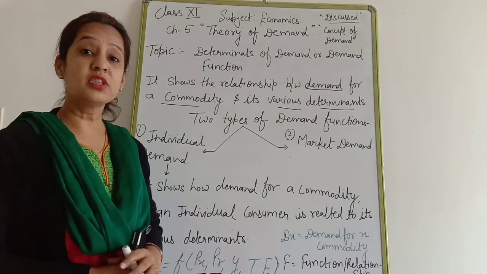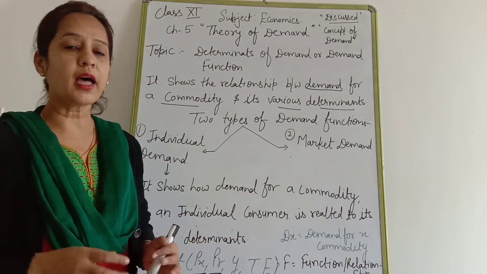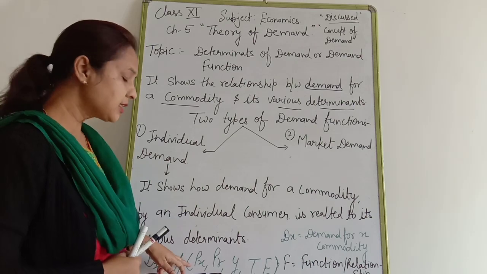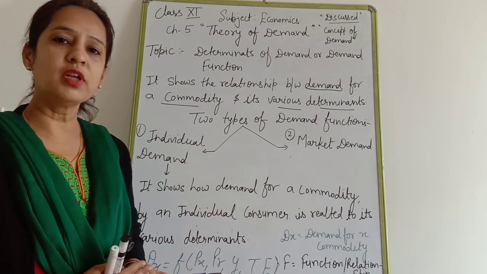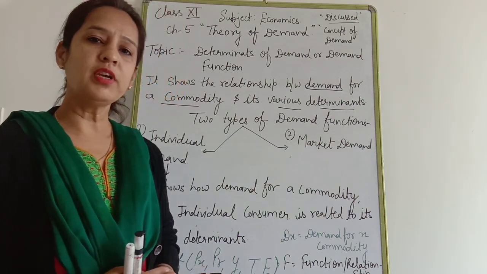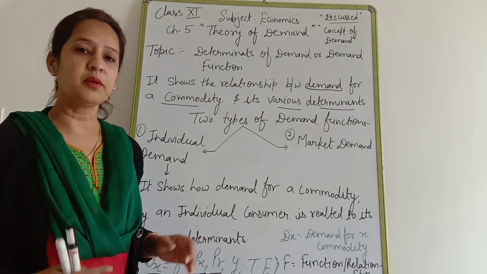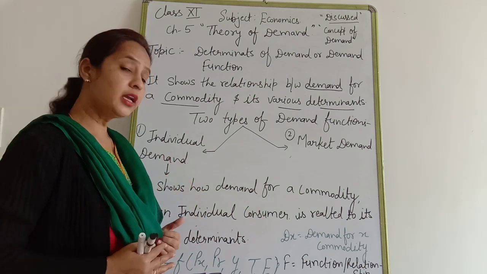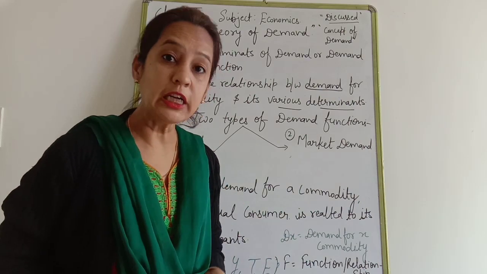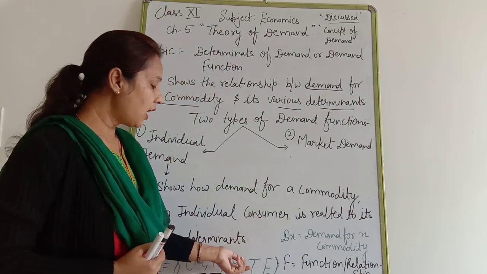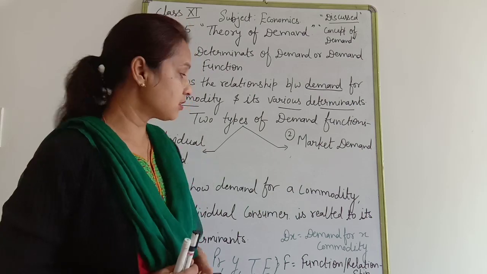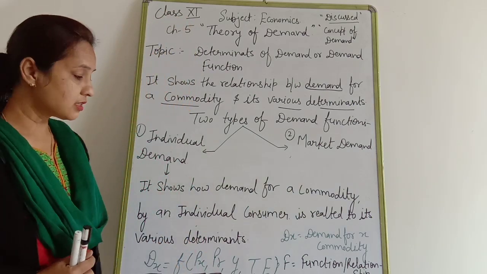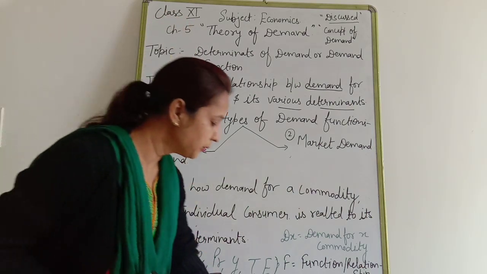f shows the relationship between demand and other factors. Px is the price of the x commodity, or we can say price of own commodity. Pr means price of related goods. Y means income of the consumer. T is taste and preference, and E is expectations. Now we are going to discuss them one by one.